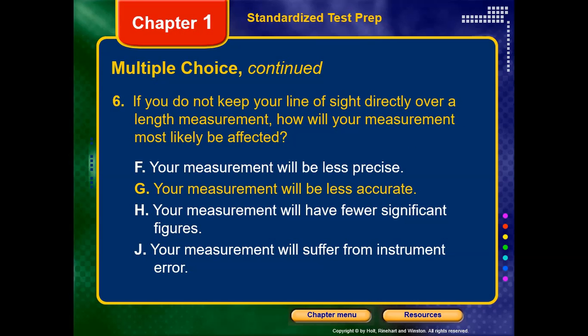This is what we were calling parallax. Parallax means your eye must be horizontal with the surface of the liquid, for example, or vertically perpendicular to the ruler measurement.